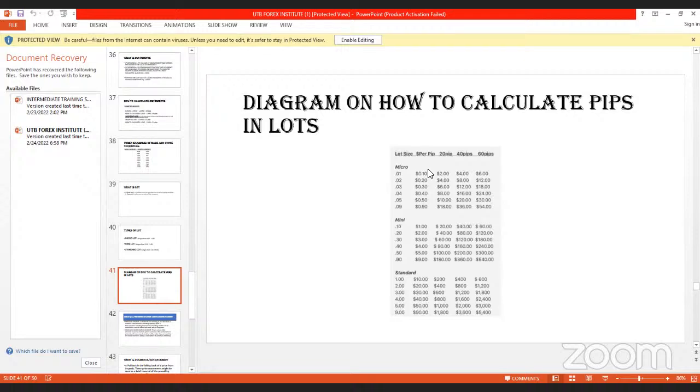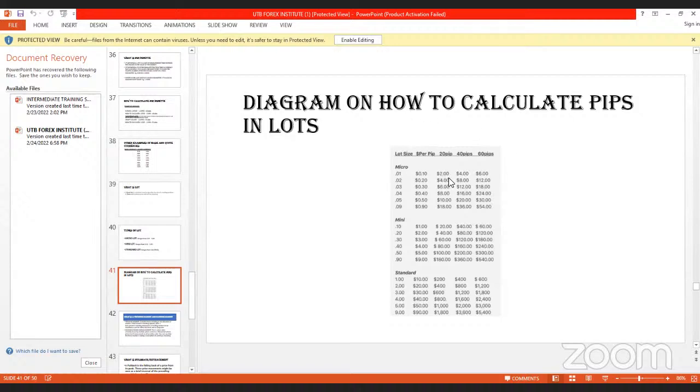We know that 100 cents makes $1, right? Just like in Naira, we have Kobo and Naira. So 100 cents makes $1. So if you're trading with 0.01, which is the least lot size, and it makes just 1 point per point move or per pip move, you've made $0.1 or 10 cents. Now, if it goes against you, if it's a minus, you've also lost $0.1, which is 10 cents.